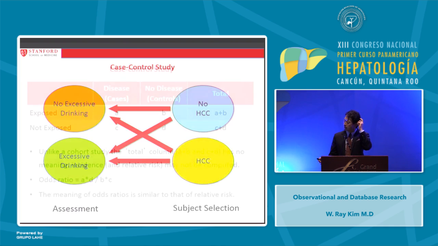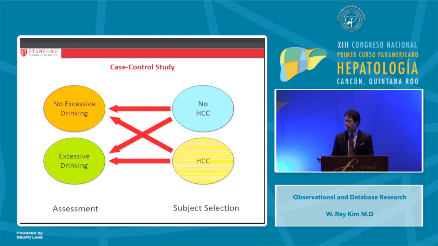I'll skip this slide. So I'm going to talk about case control study. Okay. So the example that I'm going to use for case control study is whether alcohol causes hepatocellular carcinoma. Okay? It's a legitimate question.